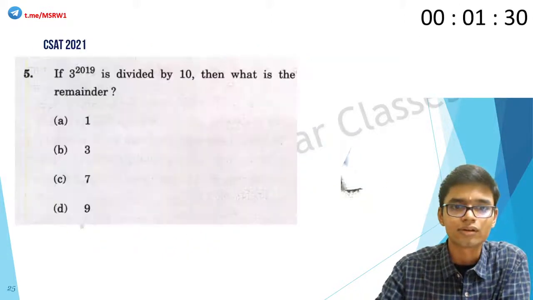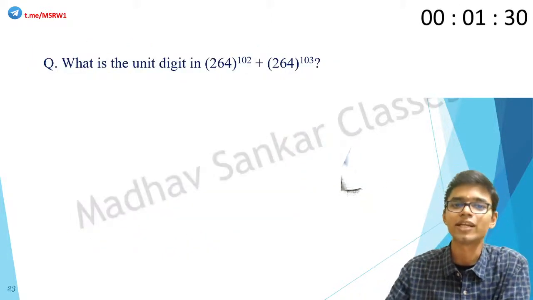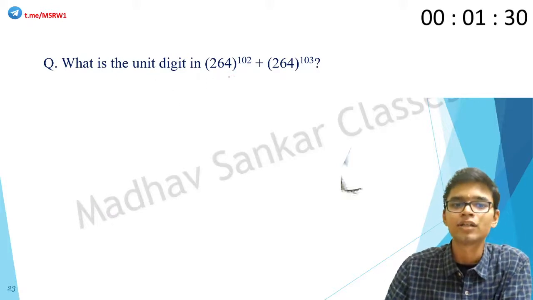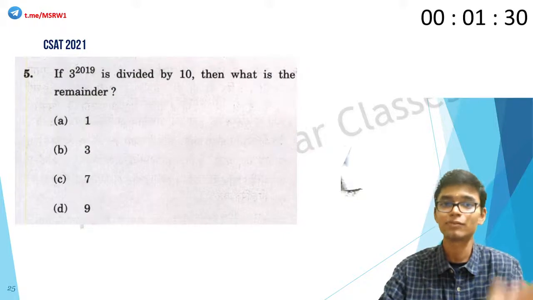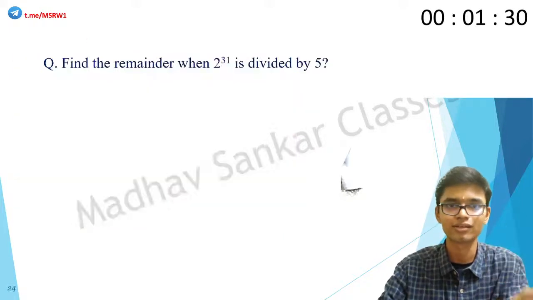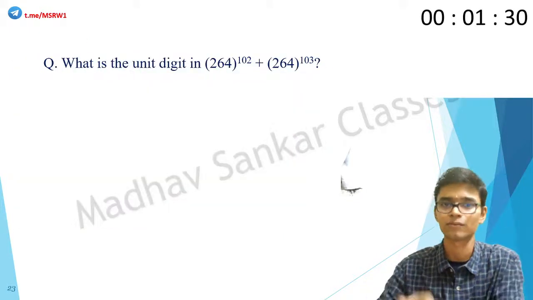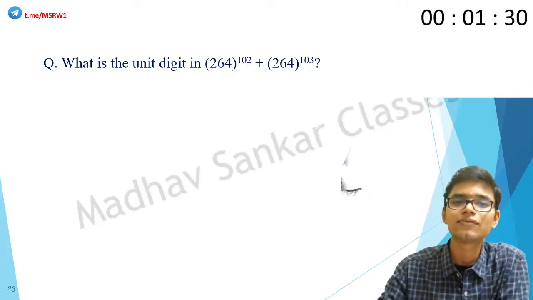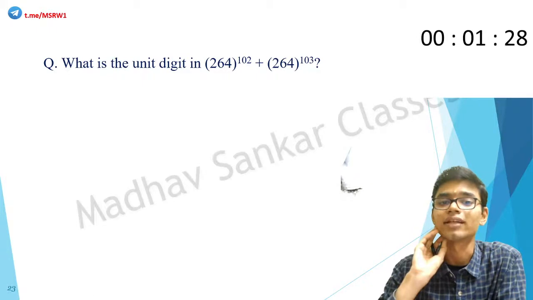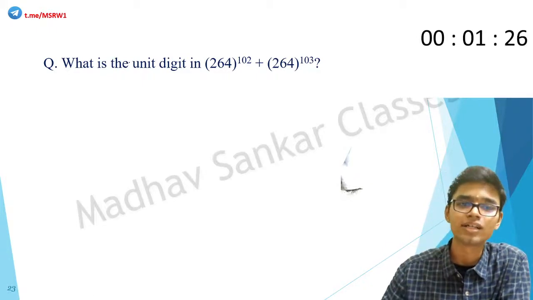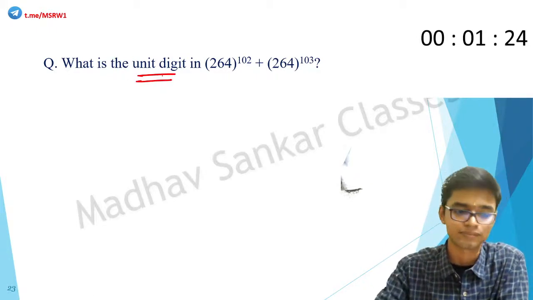So, only these questions remaining. Here is another one, only one more. After this, only one more question. This one is from the previous class. I wanted to get some corrections, that is why I put it there. That's all. So 264 raised to 102 plus 264 raised to 103. What is the unit digit in this question?